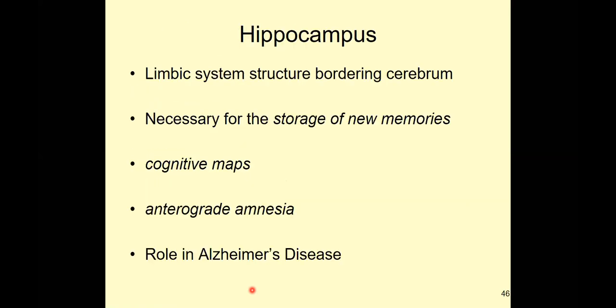So next we go to another limbic system structure. This is the hippocampus. And this is bordering, again, the outer layer of the brain, the cerebral cortex. The hippocampus is necessary for storing new memories, memories of events that have occurred that we've experienced, as well as storing new information and new facts. The hippocampus is also responsible for the development of cognitive maps, mental maps.